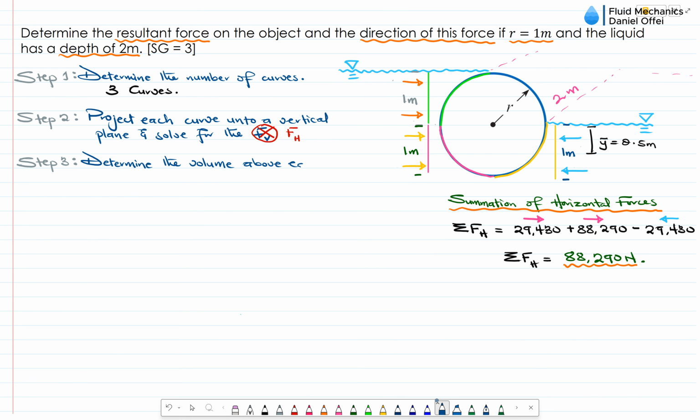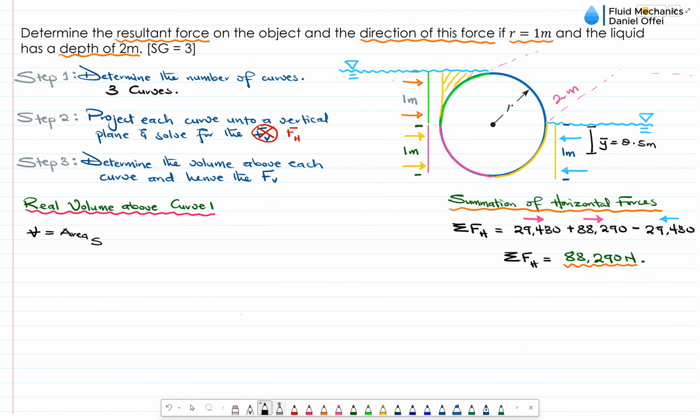Then the next step is to determine the volume above each curve, and that will help us to determine the vertical forces. So above curve 1, there is a small volume of water, which is a real volume. To get that volume, all that we do is to determine the area of the square and then subtract the area of the quarter circle, and we multiply that by the depth of the object.